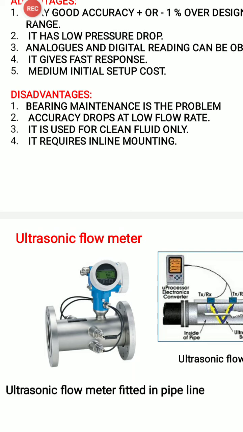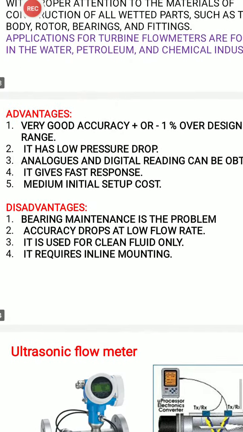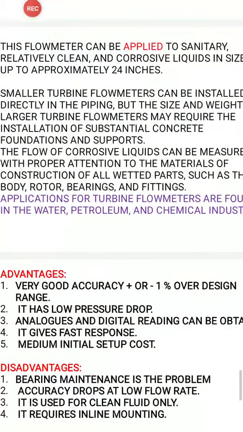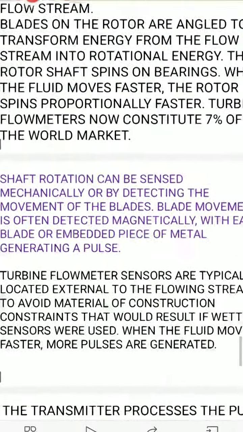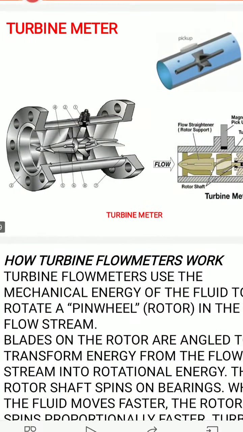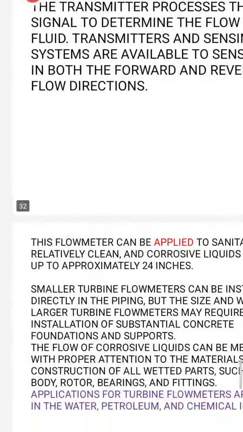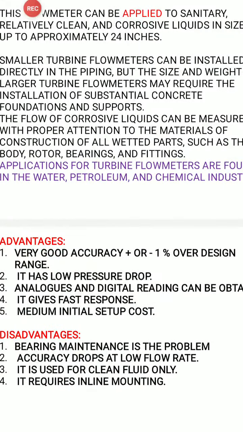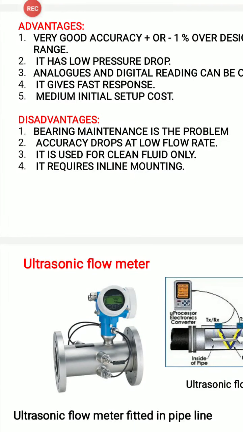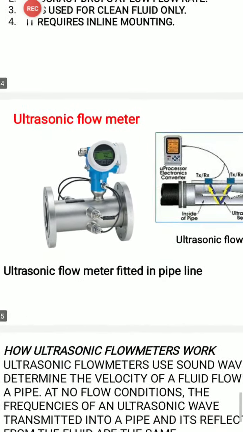It requires inline mounting. So with these advantages and disadvantages, we can sum up this flow meter called turbine flow meters. So sketch its working, a bit of construction, how it is mounted, and then advantages and disadvantages. Now we are moving towards the ultrasonic flow meter.